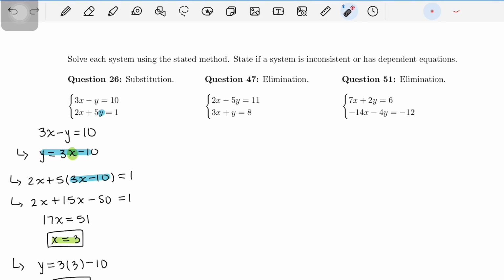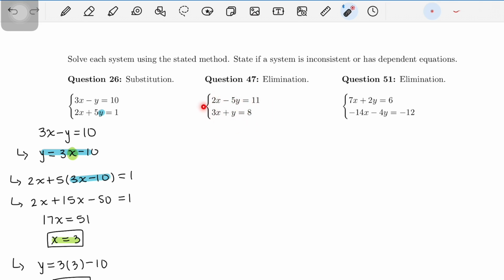Now for this next example, we again want to solve the system of equations here, but now we're going to use elimination. And with this method, essentially what we're doing is adding or combining these two equations here. When we do so, we want to get rid of one of our variables. And so we're going to have to manipulate these equations in some way so that when we add them together, one of the variables is eliminated.